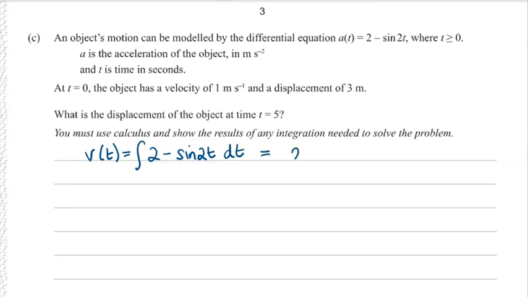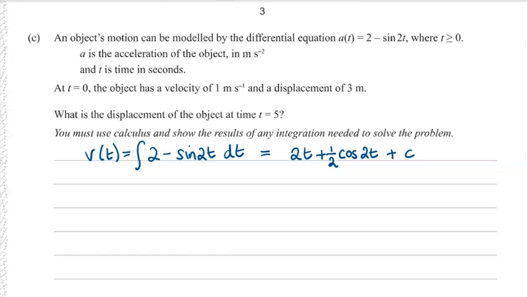So that becomes 2t, and then sine integrates to cos. Minus sine actually integrates to positive cos, so this will become a plus cos 2t, and then the 2 inside of there means we need a half. Here that's reverse chain rule, plus c.